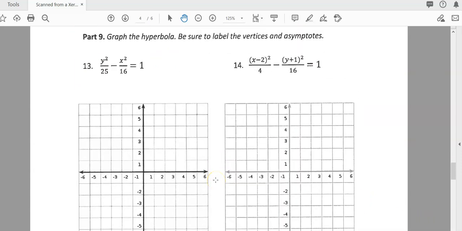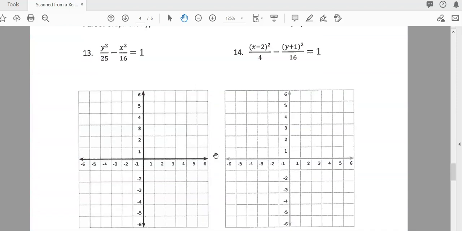Be sure to label its vertices and asymptotes. Oops. So this is a hyperbola, so let's remember that. So our points start out the same. Underneath y, I'm moving up and down 5. Underneath x, I'm moving right and left 4. But I'm going to make my dot box instead of drawing an ellipse. It's very tempting to draw an ellipse sometimes. Draw your dotted lines as the asymptotes.